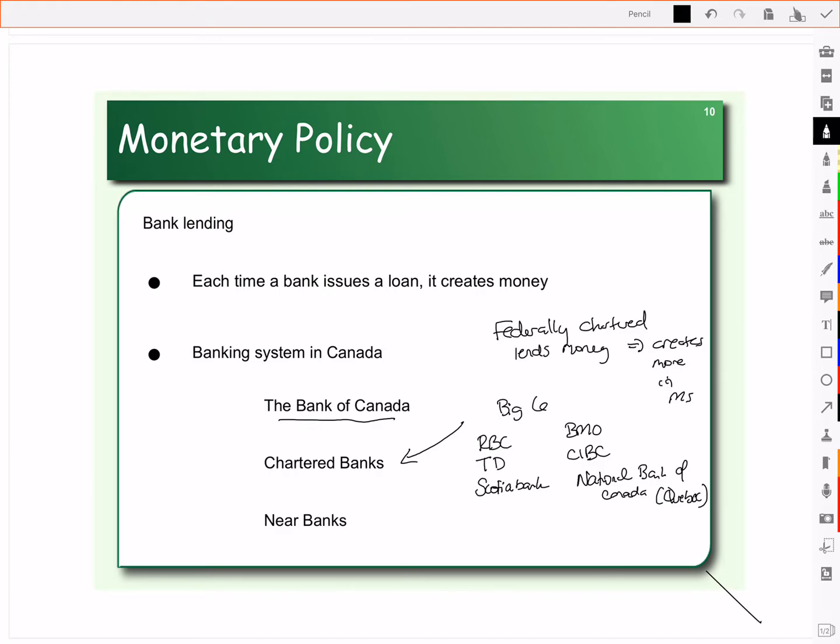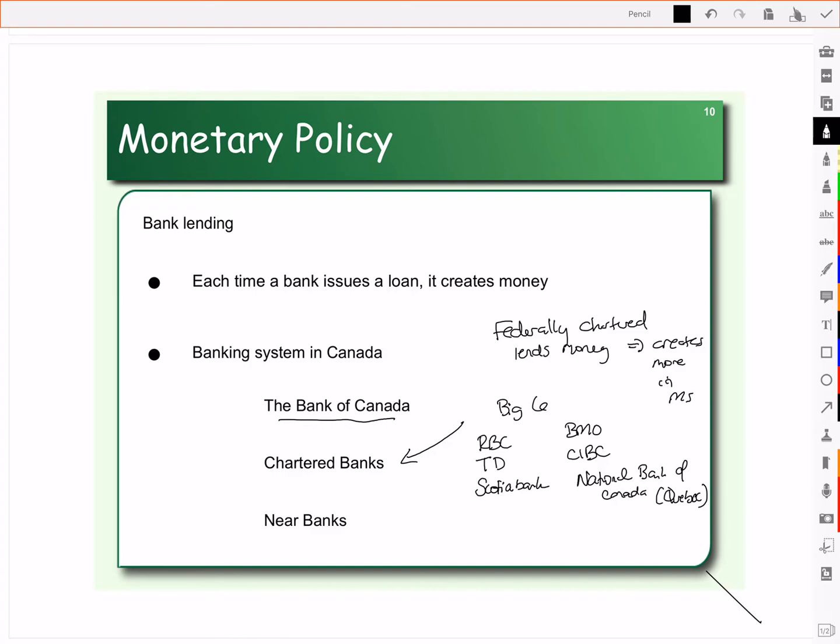Now, the reason that these banks, when they lend money, create money in the money supply is because they are accountable to the Bank of Canada, and the Bank of Canada is the one who monitors and controls the money supply. And so because you have to have Bank of Canada approval and you are regulated by the Bank of Canada to be a bank, then you are part of the money supply.